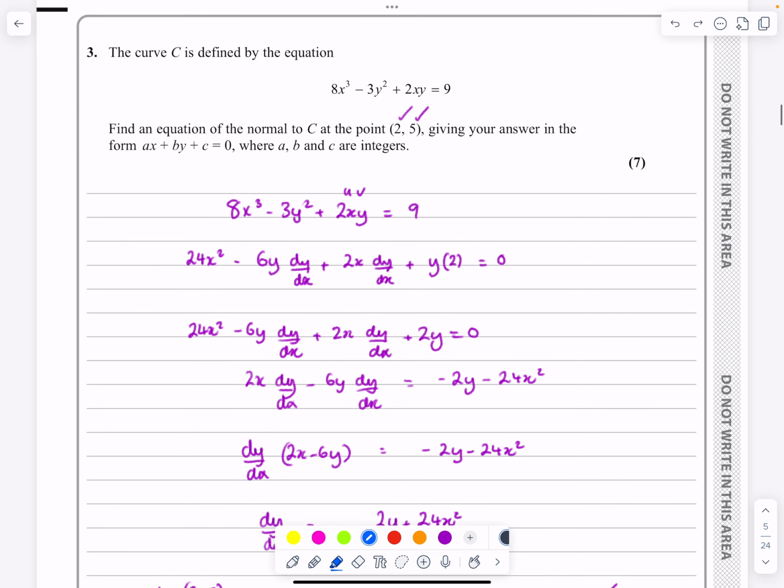Yeah, dead straightforward one, just 7 marks, but just lots of our standard skills that we needed to just apply there. Hopefully that all makes sense to you.